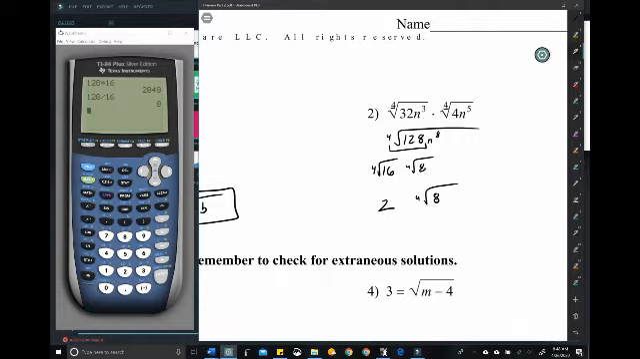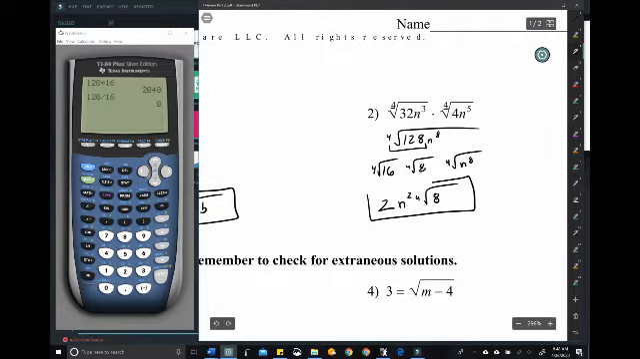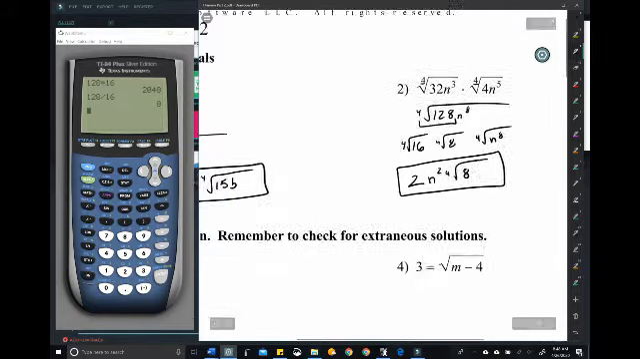N to the eighth, okay, how many times is 4 going into 8? Well, that's 2, so we can bring out an n squared when dealing with the n to the eighth part. 8 divided by 4 is 2. Okay, so that is your final answer for that particular question.